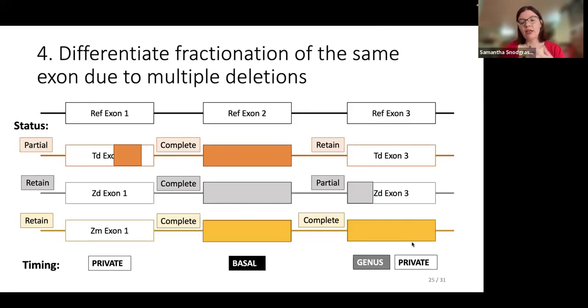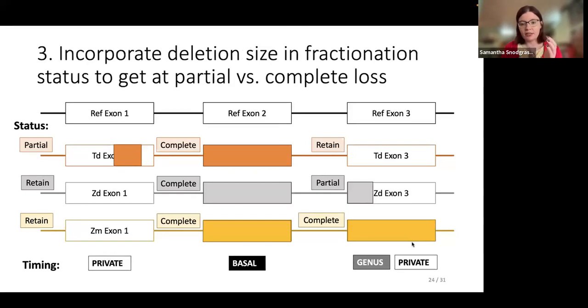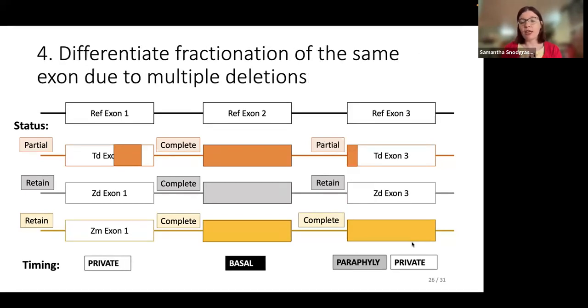So in this example, it's not really clear, but let's use another example where perhaps we have a paraphyly, as currently called, where there's a partial deletion for the Tripsacum genome and a complete deletion for the maize. That, under our current scheme, would result in paraphyly, but we can see that these are two different deletion events because they're obviously very different sizes and start stops. And so we can say that these are two private deletion events instead of paraphyly.